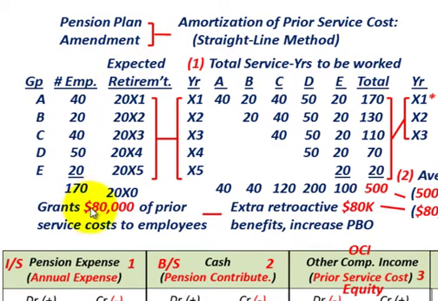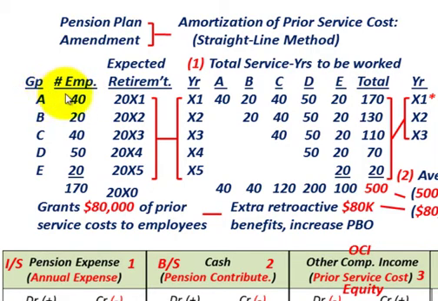So this is the case where the company is going to amend their pension plan, and they're going to grant $80,000 worth of extra retroactive benefits for the pension to the current employees under this pension plan. So this is what we call prior service cost. This is what we're going to be looking at here.